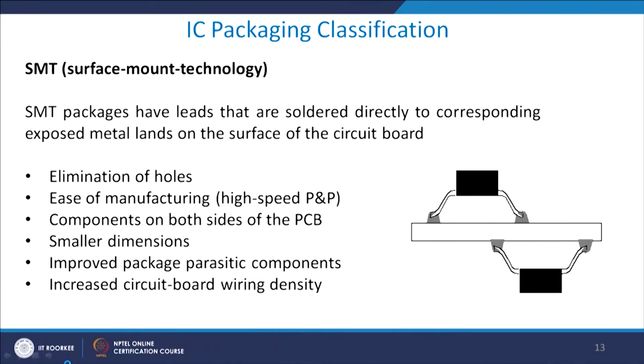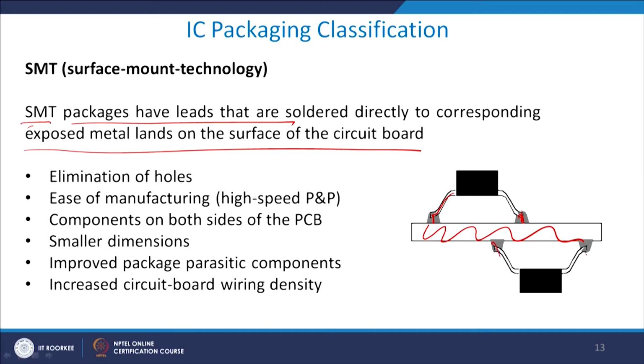Then you have surface mount technology. SMT packages have leads that are soldered to the surface of the exposed metal pads on the circuit board. You just have to solder it here. You do not have holes, so elimination of holes is the first advantage. It is easily manufactured, and you can use both sides of the PCB. They have much smaller dimensions, and therefore reduced parasitics and larger wiring density, and you have tighter control over the wiring. That is the advantage of IC packaging in this case.